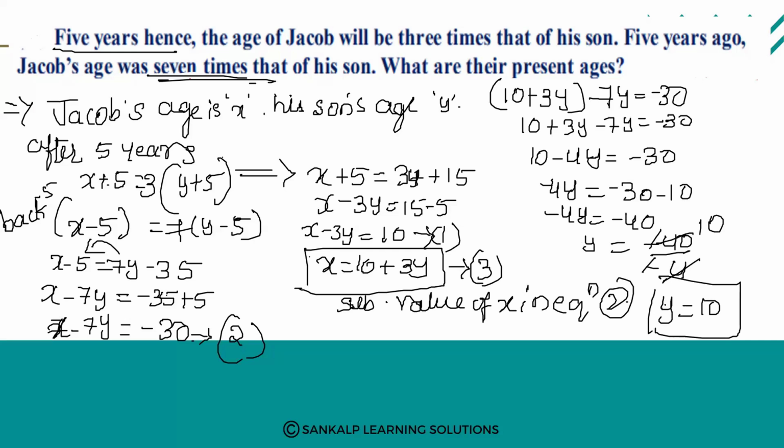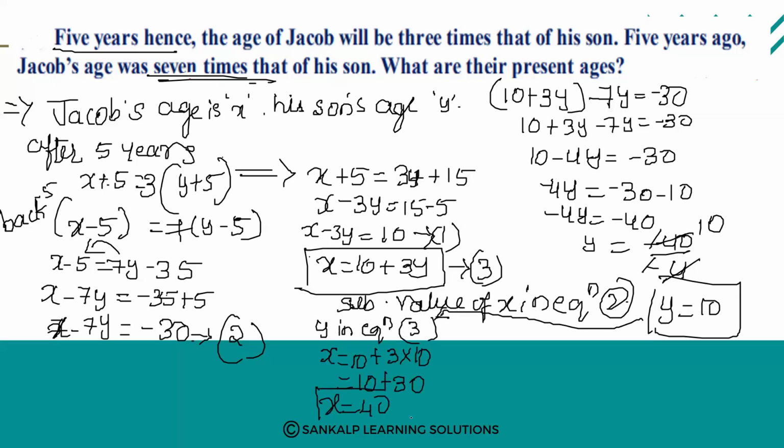Now, substitute the value of y in equation number 3. Then we will get x value. x is equal to 10 plus 3 into y value is 10. Therefore, x is 10 plus 3 into 10 is 30. 10 plus 30 is 40. x value is 40 and y value is 10. x means it is Jacob's age and y value is 10, that is son's age.